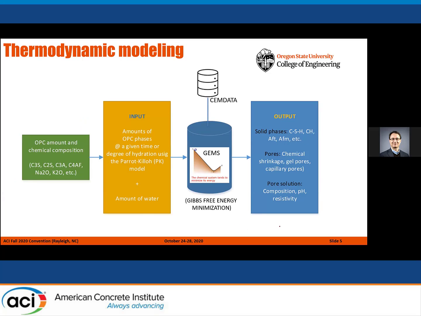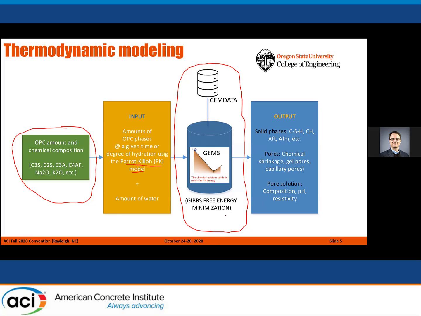So when we talk about thermodynamic modeling, this is what I mean. Just briefly, you basically enter the chemical composition of the binder in the system. And if you want to calculate what kind of products would form when you mix and cure that cement material with water at a given time, you can use something called a Parrot and Killoh model to determine how much of these clinker phases would actually react at a given time with water. And then you provide those amounts to the thermodynamic software based on Gibbs free energy minimization. This is what we are using.